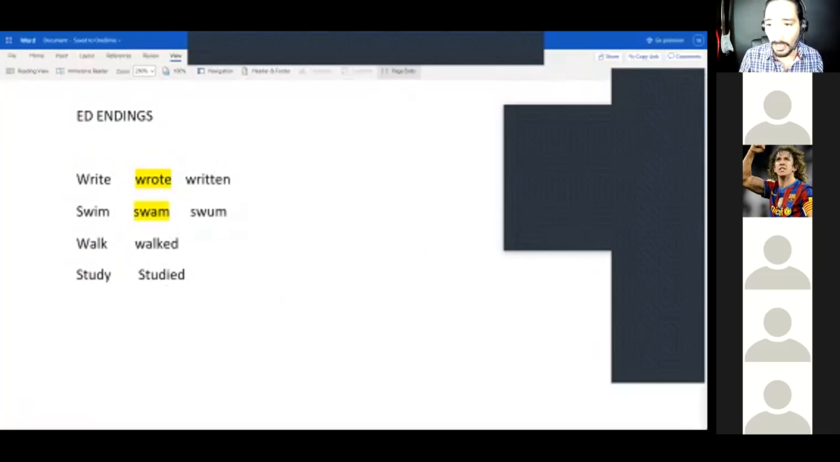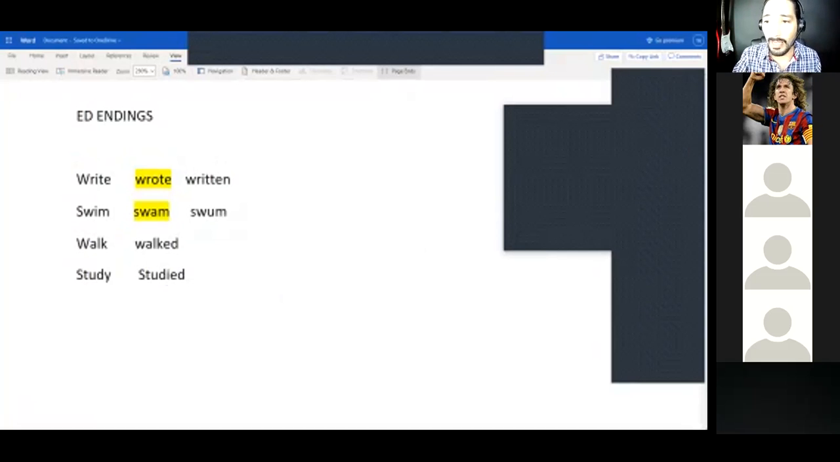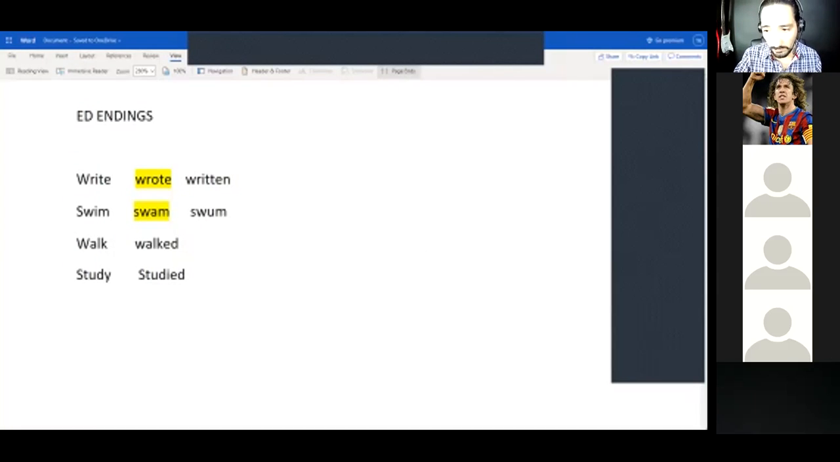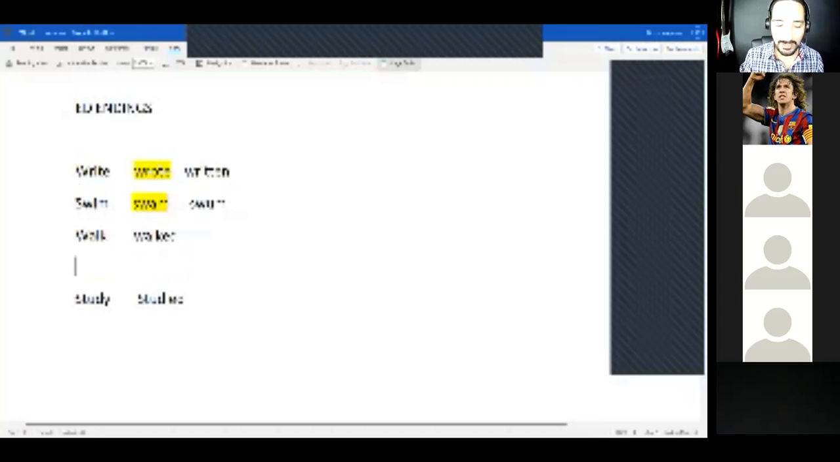Okay. Bien, recuerden la primera regla que agregué ayer, chicos. ¿Se acuerdan? Yes. Okay, be in a quiet environment, right? Okay, let's move on. So study, studied. Let's go with easy. Very simple. Let's go with save.